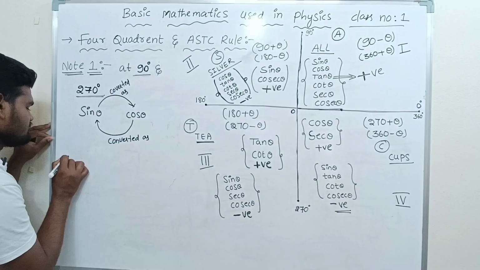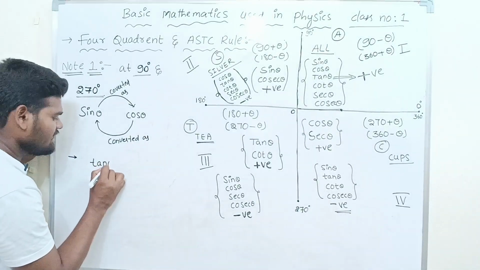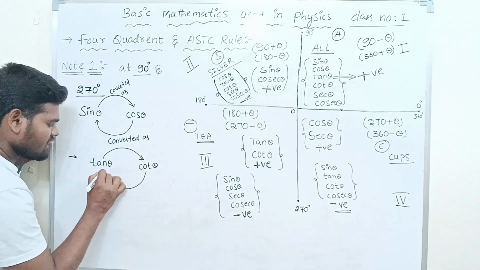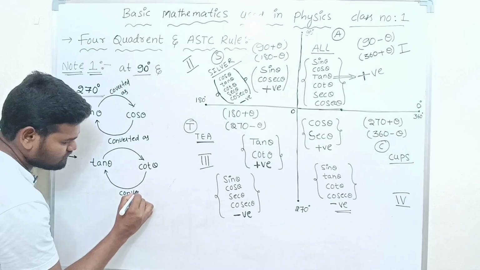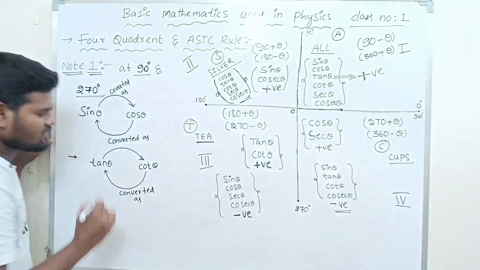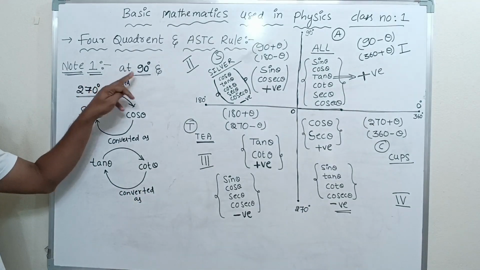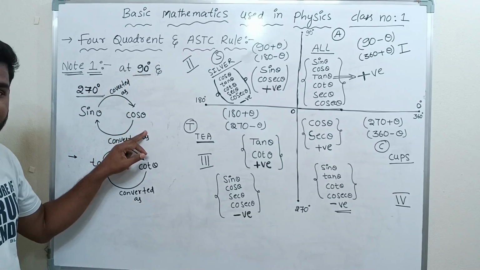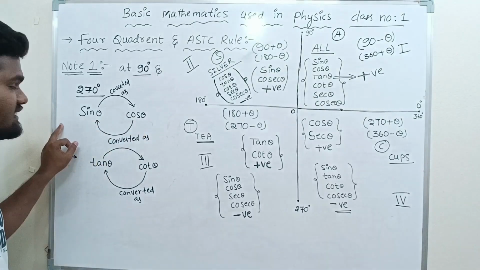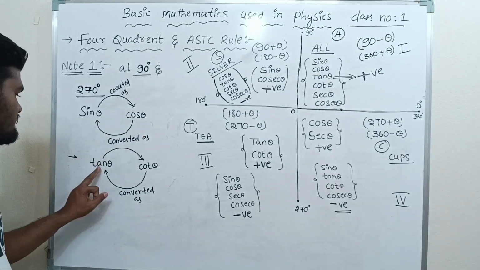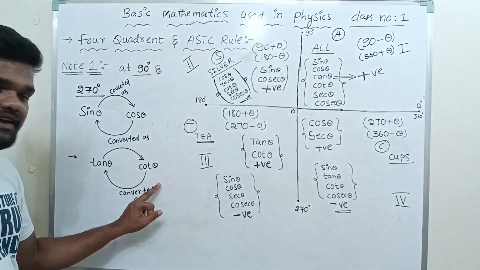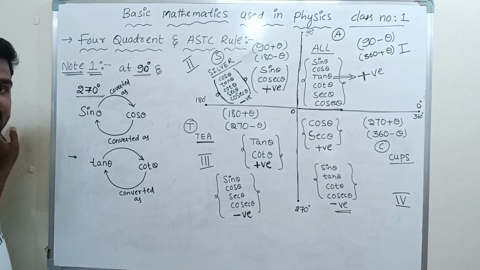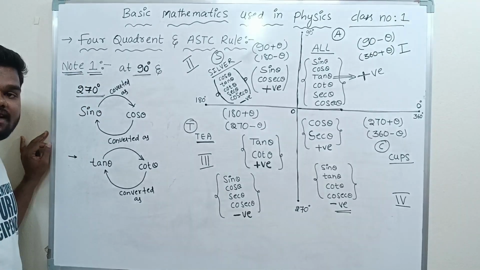Okay, next one, tan theta can be converted as cot theta and cot theta can be converted as tan theta. Okay, so at 90 degrees and 270 degrees, sin theta can be converted as cos theta and cos theta can be converted as sin theta. Okay, and tan theta can be converted as cot theta and cot theta can be converted as tan theta. At what angles? 270 degrees and 90 degrees.